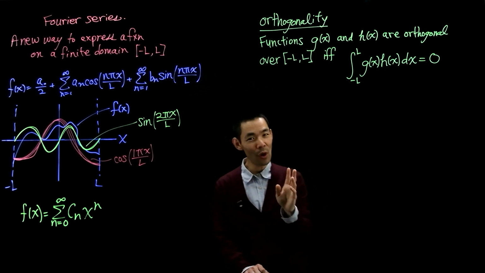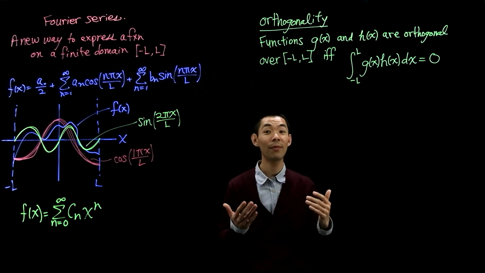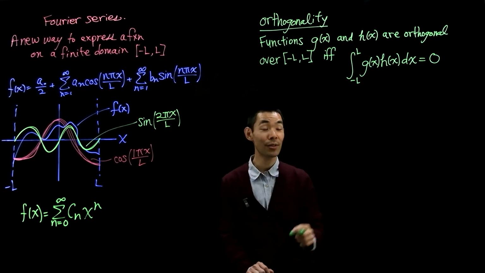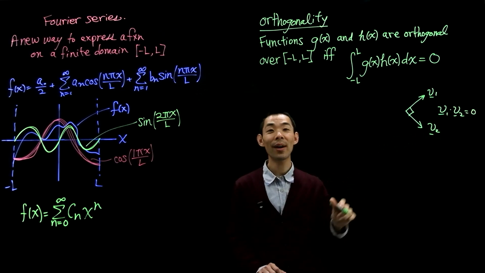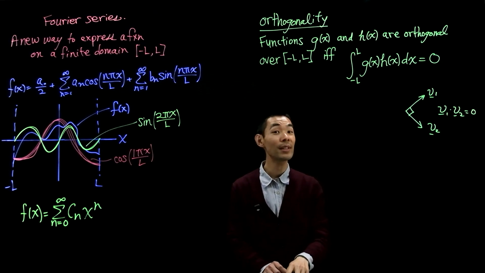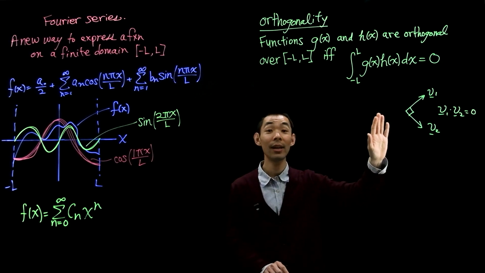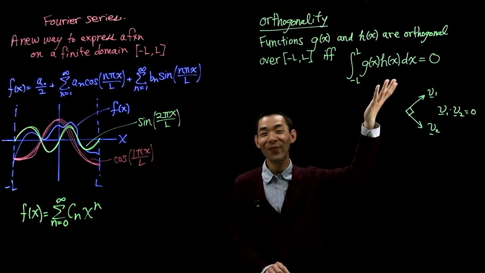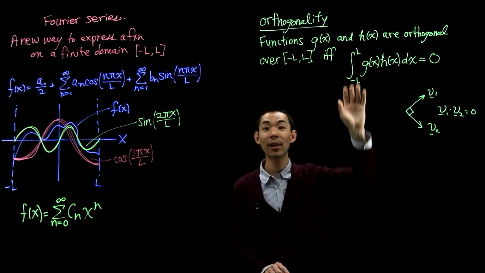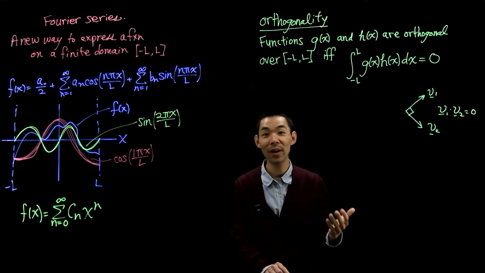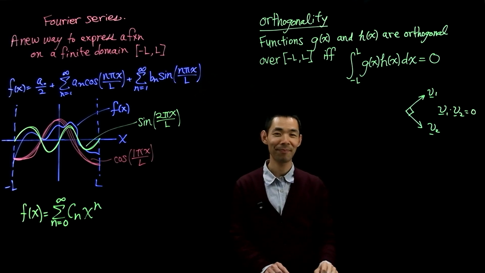Now, you might have known about orthogonality in the context of vectors. Two vectors are orthogonal if the dot product between those two vectors is 0. This was the definition of orthogonality in vectors. Now, it turns out functions can also be orthogonal, and this is the definition of what it means for two functions to be orthogonal to each other.